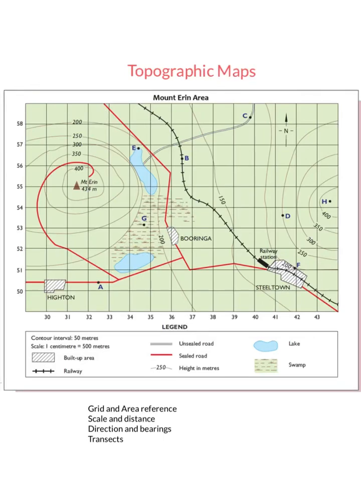This is just a quick explanation of some of the skills that we've listed on your assessment task notification. The following skills: grid and area reference, scale and distance, transect and bearings, and direction, are all skills that we look at when we're using a topographic map. So we'll go into the features of a topographic map.